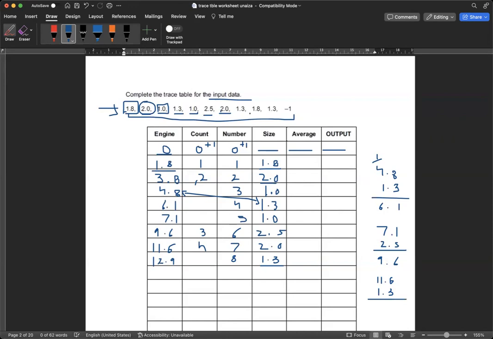What is the next? 1.8. Is 1.8 equal to negative 1? No. It's greater than 1.5. It's not equal to minus 1. So 9. And 1.8 plus 12.9, I think it's 14.7. So you're using a calculator, huh? It's not allowed. Okay, what is the next?